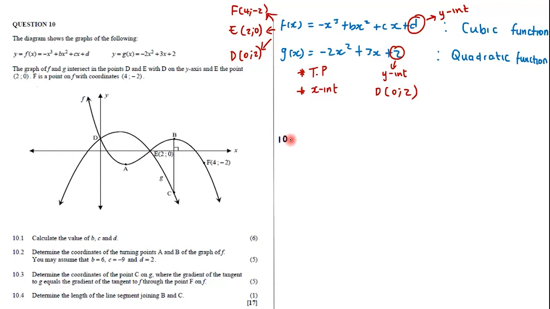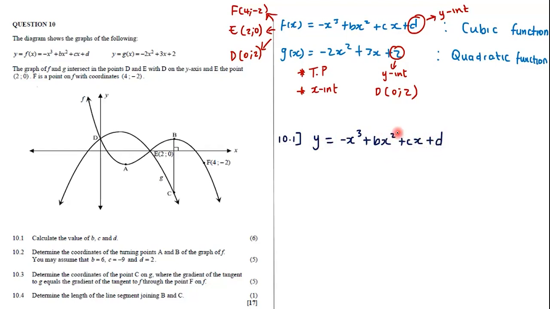All right. So the first question, 10.1, they're saying that we need to calculate the values of b, c, and d. Now b, c, and d are the letters that we see in the cubic function. So what does this mean? It means first things first, we need to make sure that we write the equation that we're given for the cubic function. So we have minus x cubed plus bx squared plus cx plus d. All right.